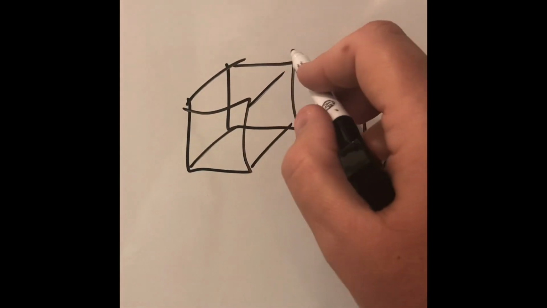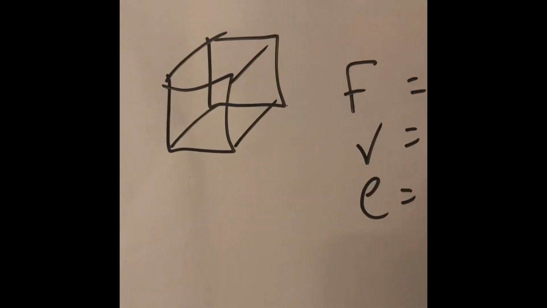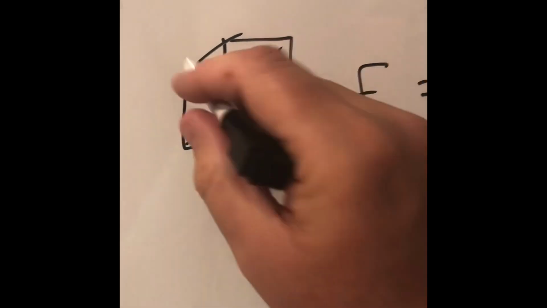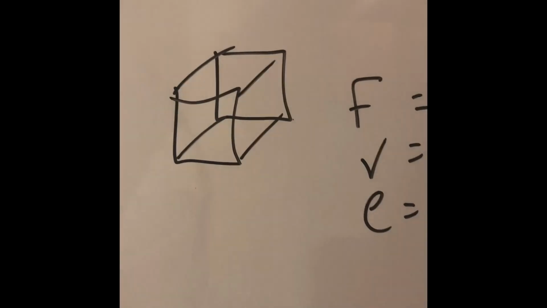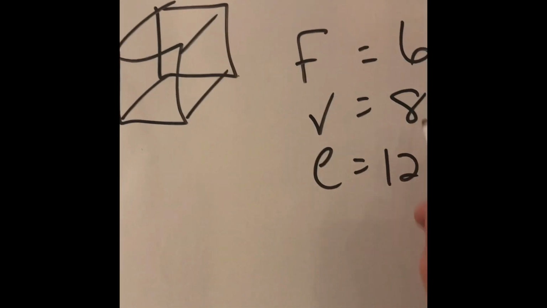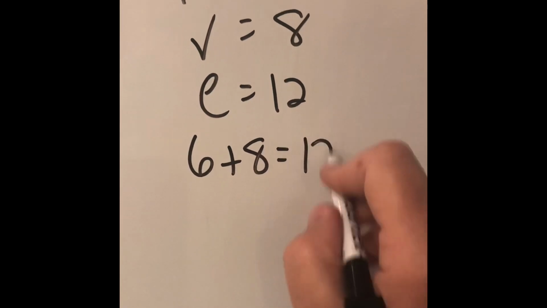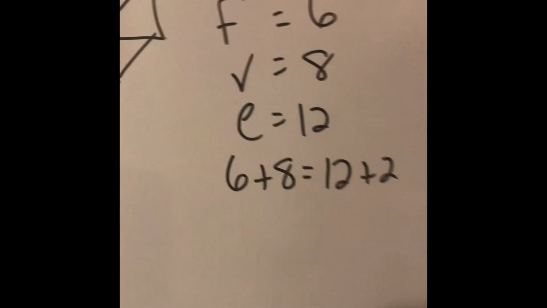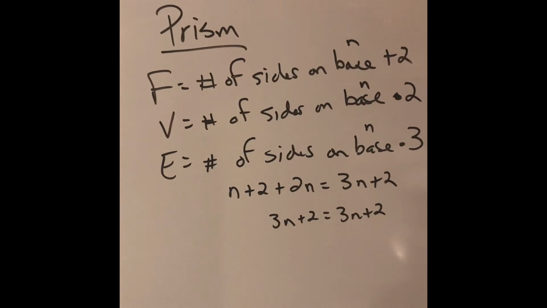Vertices, let's count. 1, 2, 3, 4, 5, 6, 7, 8. And then edges. 4 on the front, 4 in the back, that's 8, 9, 10, 11, 12. And if I put that in Euler's theorem, 6 plus 8 should equal 12 plus 2. And it does.